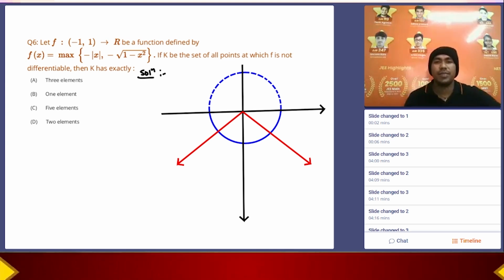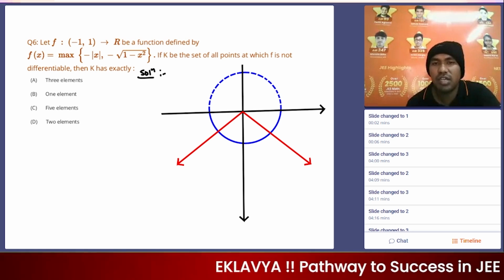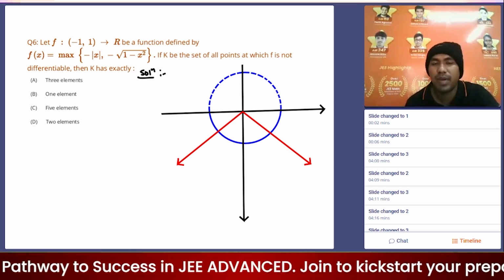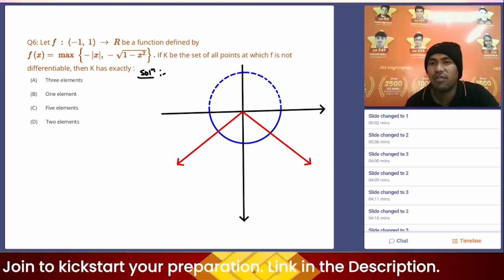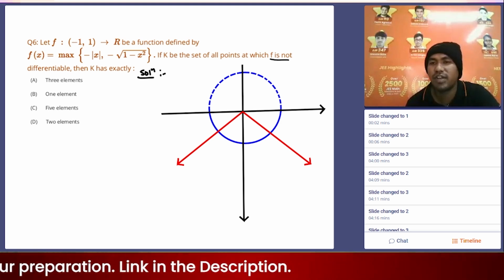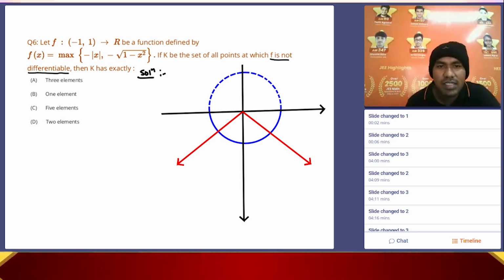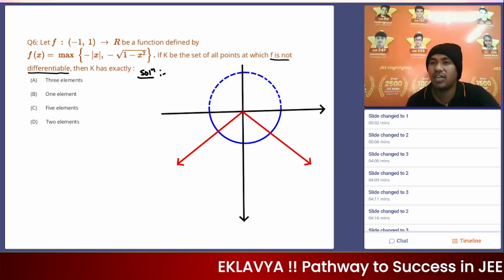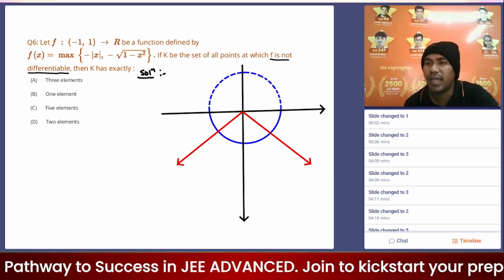Next question. The function they have given, f from minus 1 comma 1 to R, where f of x is equal to the maximum of minus of mod x and minus of root over 1 minus x square. If K be the set of all points at which f is not differentiable. So f is not differentiable when the sign of the curve is changing, or when it has sharp edges, right?